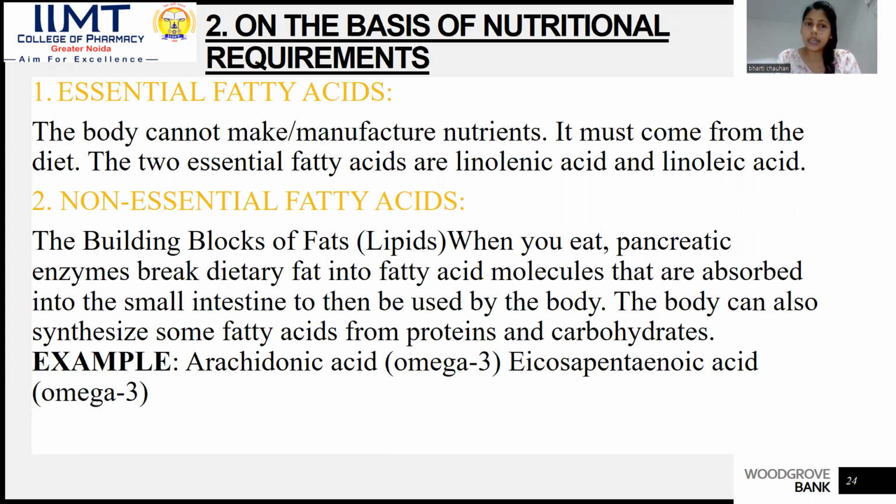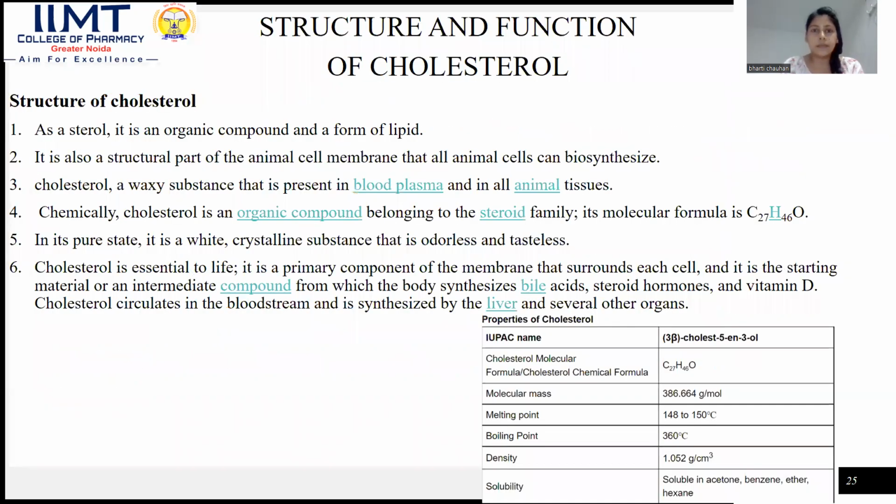Next is non-essential fatty acid. They are already produced in our body when you eat lipids. Okay, then pancreatic enzymes break dietary fat into fatty acid molecules, which are absorbed in the small intestine to then be used by the body. And the body can also synthesize some fatty acids from proteins and carbohydrates. The examples are arachidonic acid, omega-3, and eicosapentaenoic acid, which is also omega-3.